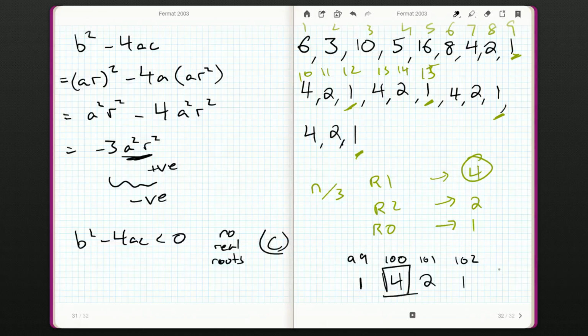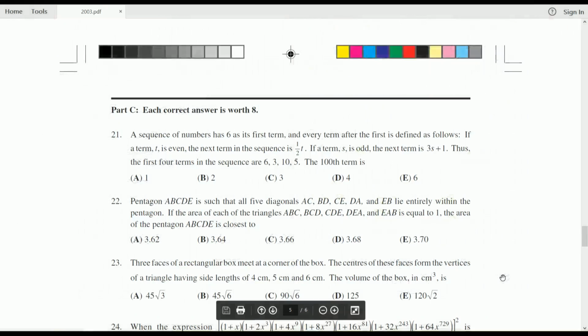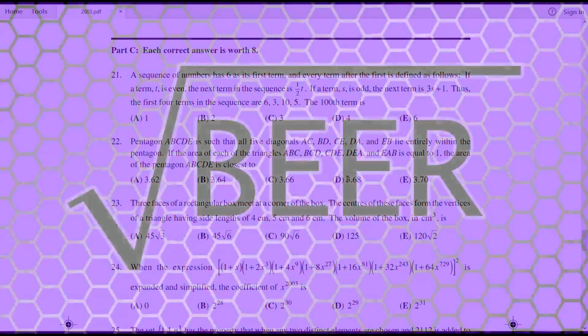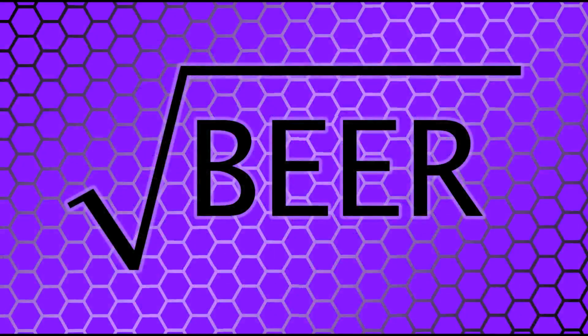And I think that was D, right? Let's just double check. Yeah, D, 4. So the 100th term in this particular sequence is 4. And that's what we bubble in. In the next video, we're going to take a look at question number 22, so be sure to give that a try before watching the next video.